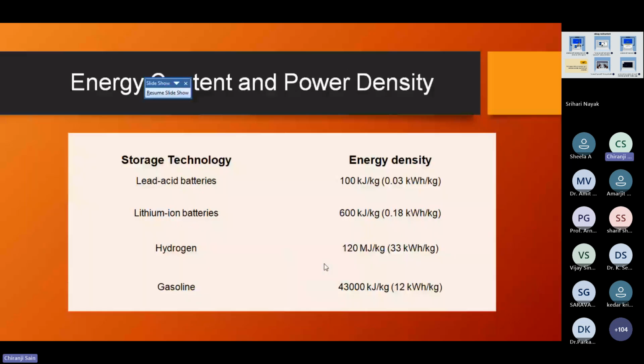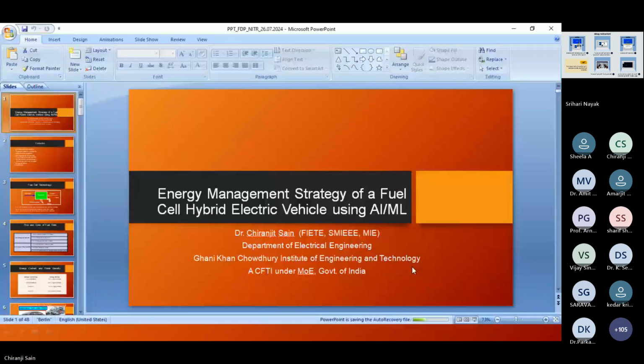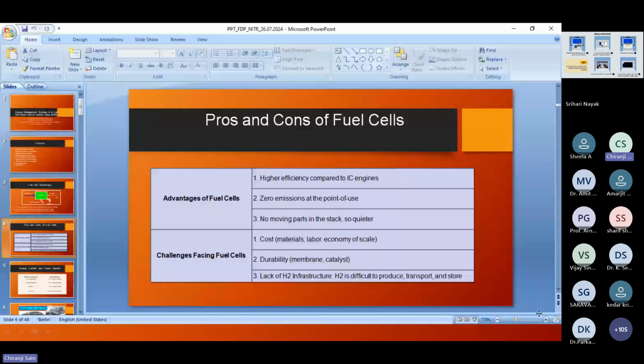Here I would like to emphasize one of the important contexts that we need to have. Sorry for this delay. So one of the important contexts that we could see is the energy storage.